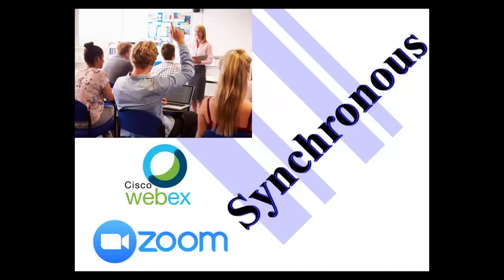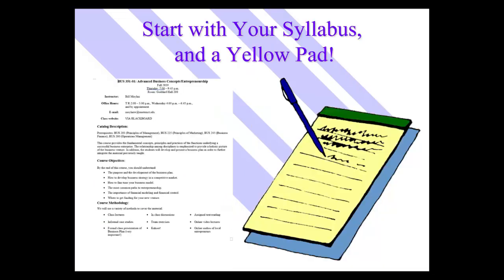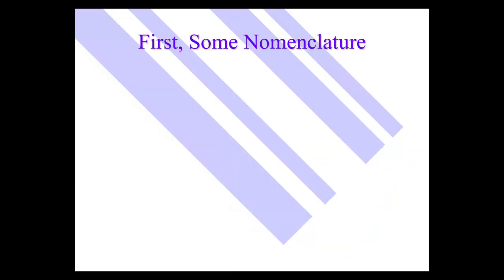There are some things that you would much rather do synchronously. And if you've got traditional classroom meetings in the fall, fantastic. Some of those, of course, may be synchronous meetings virtually via your video conferencing tool, WebEx or Zoom. Some things can be done asynchronously, and they can be done better, possibly, with your instructional media that you create, for example. So you need to figure out which components can be handled which ways. So start with your syllabus and a yellow pad and start figuring that out.